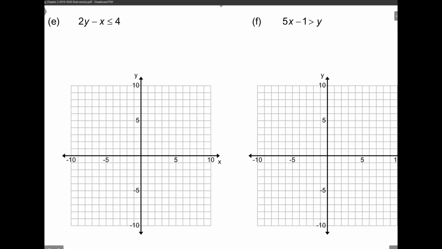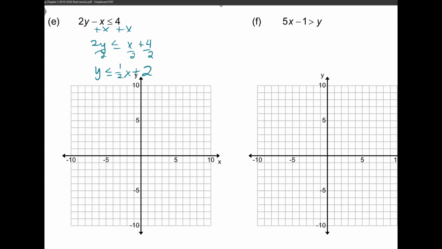Okay, so how do I get this in slope-intercept form for E? Add x on both sides. So I have 2y is less than or equal to x plus 4. Now what? I need it in slope-intercept form. Talia, sit up. Yeah, let's divide by 2 everywhere. So I have y is less than or equal to 1/2 x plus 2.